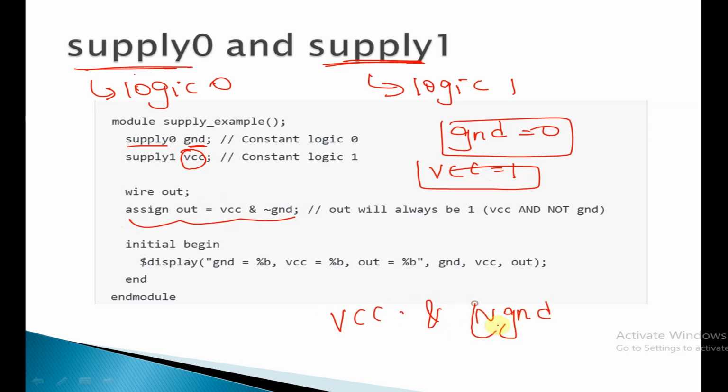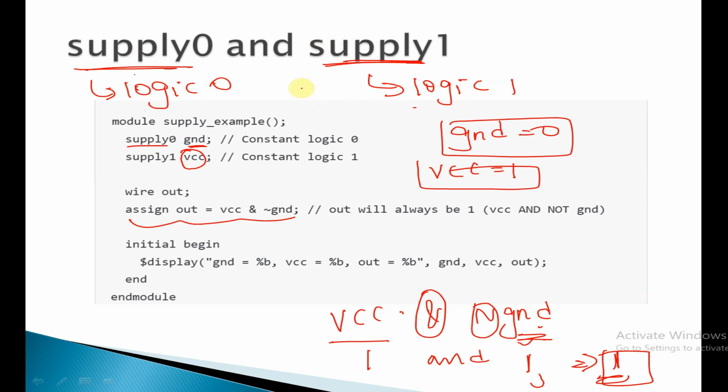These operators we will discuss in detail in upcoming slides. Don't worry about the symbols. So VCC AND NOT of ground. VCC is 1, AND operation with NOT of ground. GND is 0, NOT of 0 is 1. 1 AND 1 will get 1. So like this, if you declare any variables with the keywords supply0 and supply1, supply0 is for logic 0 and supply1 is for logic 1. Is it clear?